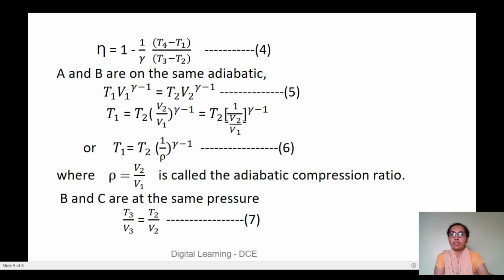Now from the PV diagram, the points A and B are on the same adiabatic. So therefore we can write T1 V1 to the power of gamma minus 1 equals T2 V2 to the power of gamma minus 1. Call that equation 5.